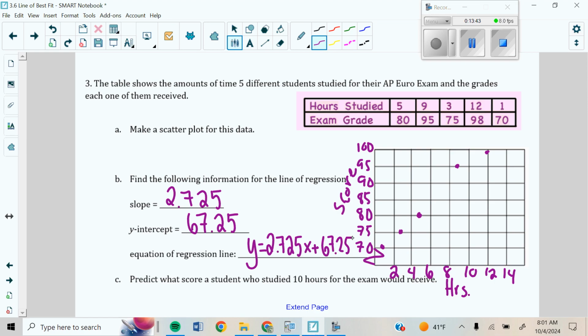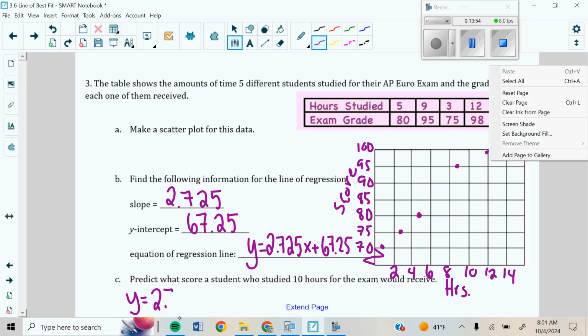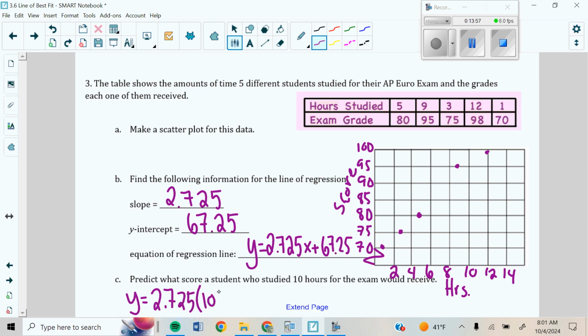All right, so that says predict what score a student who studied 10 hours for the exam would receive. So 10 hours, hours was our x value. So we're going to take our equation and we're going to plug 10 in for our x value. All right, so go ahead and grab your calculator and type that in to estimate what score somebody who studied for 10 hours would receive. Okay, hopefully you got that done. And we find that their estimated score would be around 94.5.